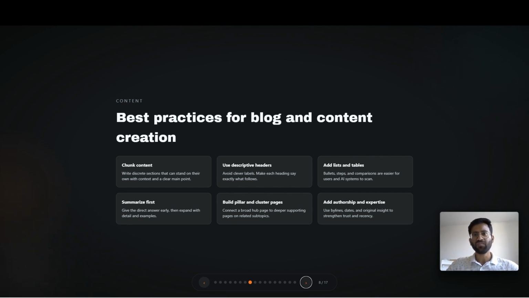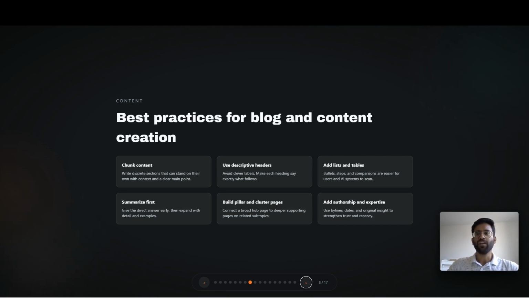Next one is about building a pillar page and cluster pages. It's similar to SEO, right? Start with the core pillars, in a pillar-cluster model. A broader pillar page for the main topic, supported by several cluster pages that go deeper into specific subtopics. You have to link them together in both ways. This will help AI understand the relationships between pages, and it gives more topical depth.